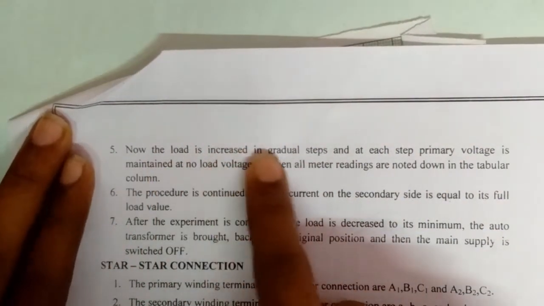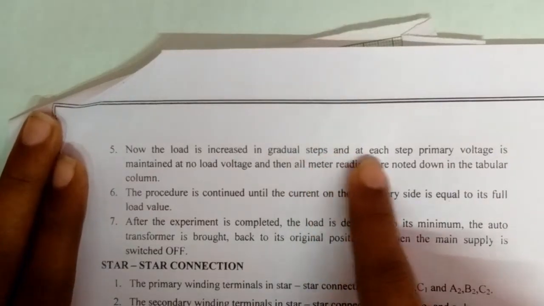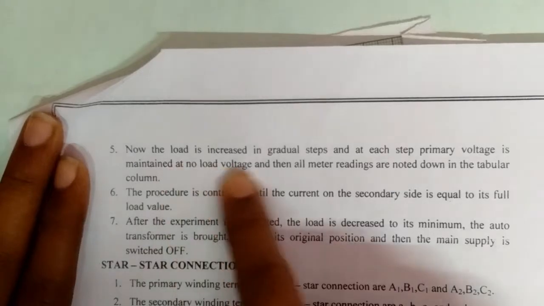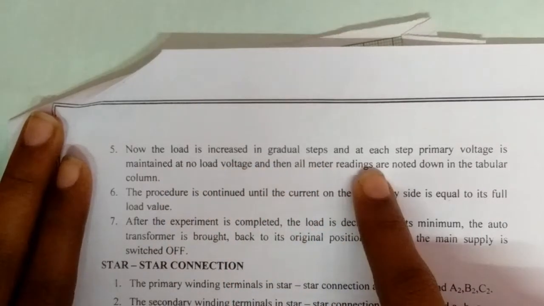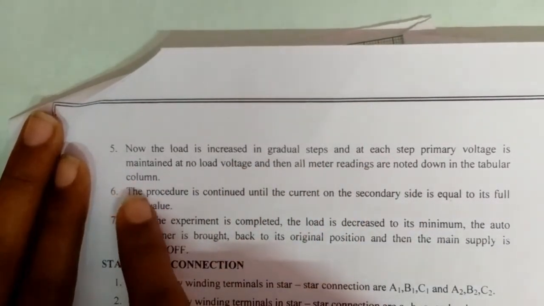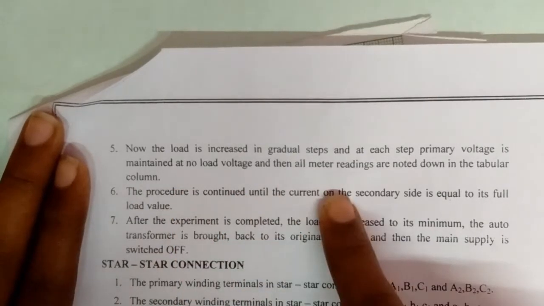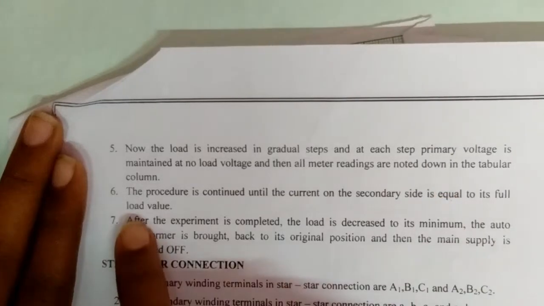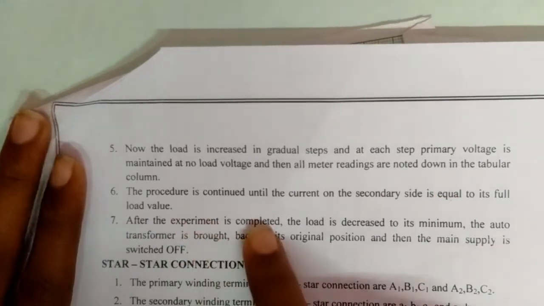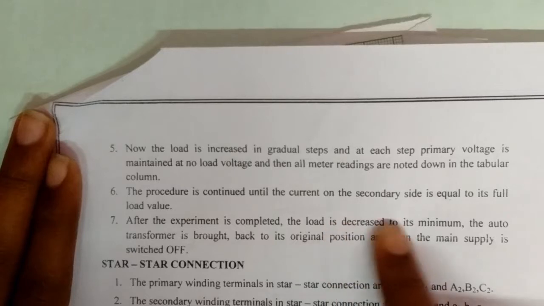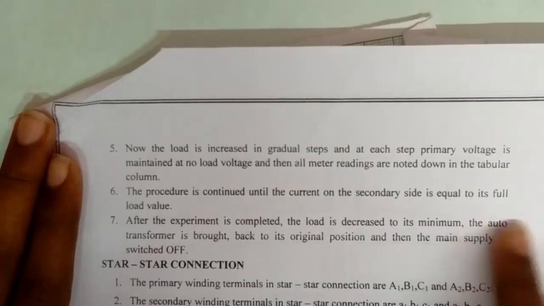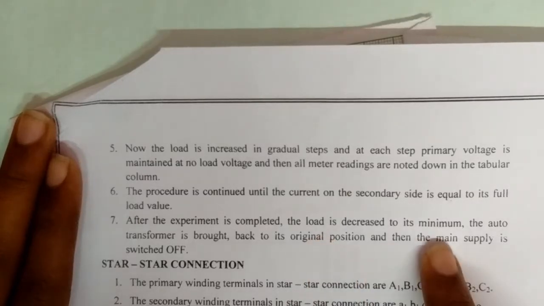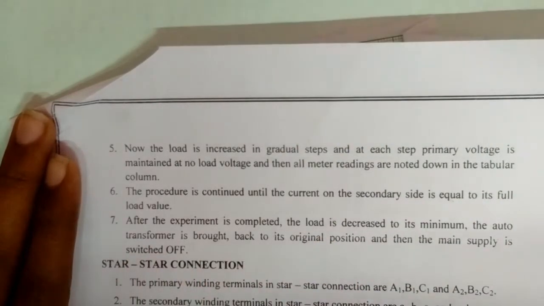Now the load is increased in gradual steps and at each step the primary voltage is maintained at no load voltage and then all meter readings are noted down. The procedure is continued until the current on the secondary side is equal to its full load value. After the experiment is completed, the load is decreased to its minimum. The auto transformer is brought back to its original position and then the main supply is switched off.